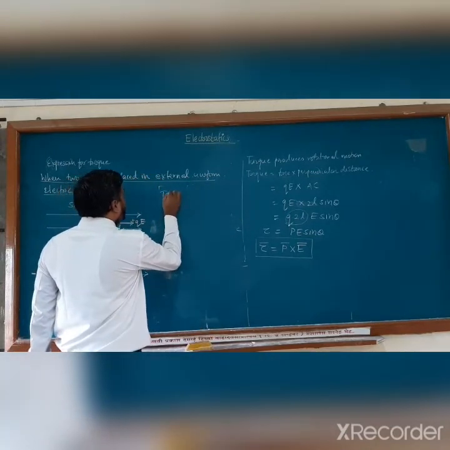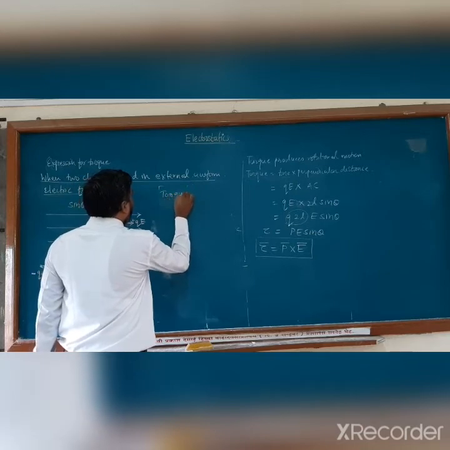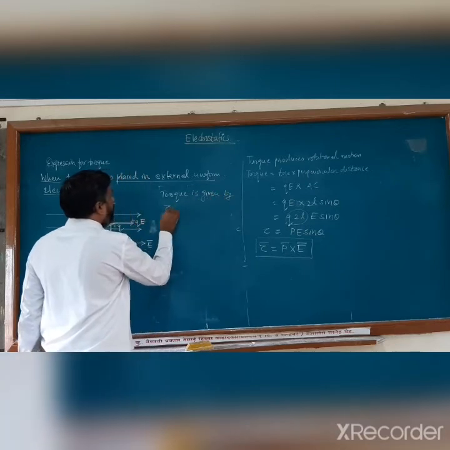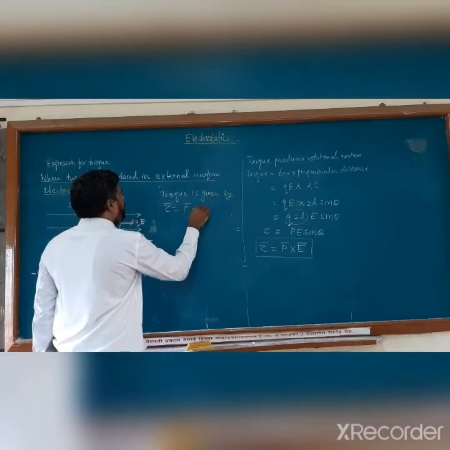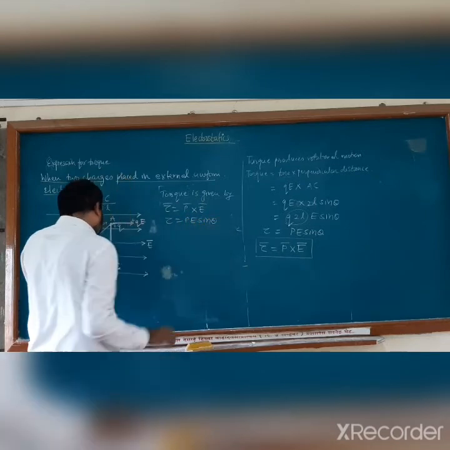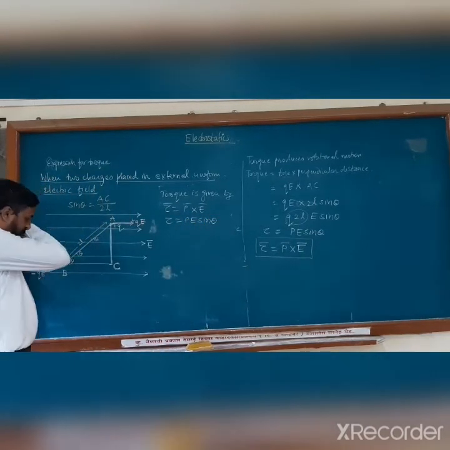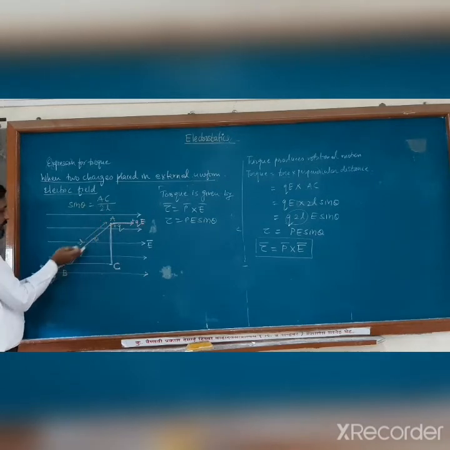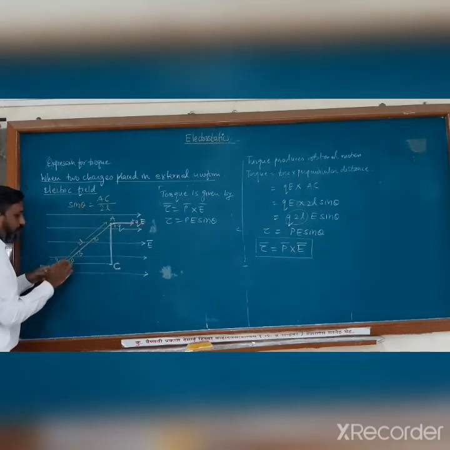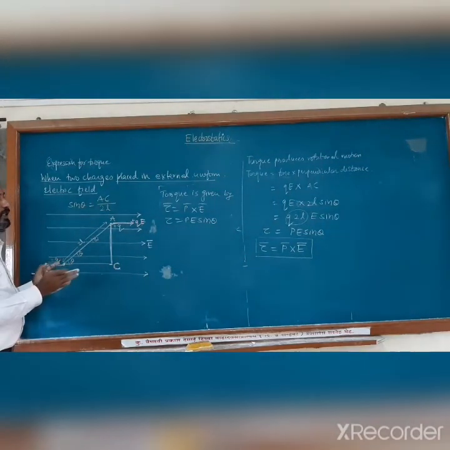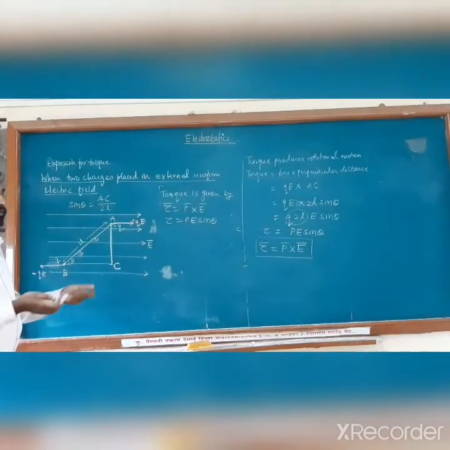The torque is given by tau equals P cross E. Now here it displaces. Suppose I am changing the position of this point A. As I change the position of this point A, what happens? Then theta changes. Therefore, there are some limits within which it will change.